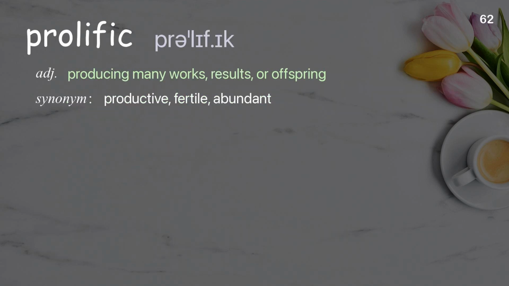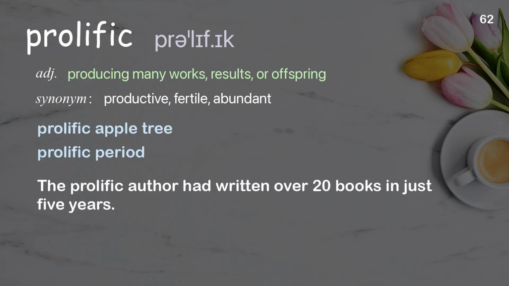Prolific. Producing many works, results, or offspring. Examples: Prolific apple tree. Prolific period. The prolific author had written over 20 books in just 5 years.